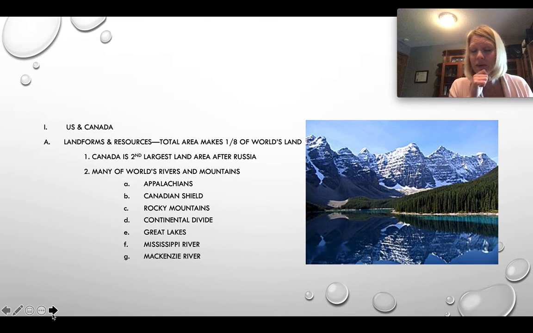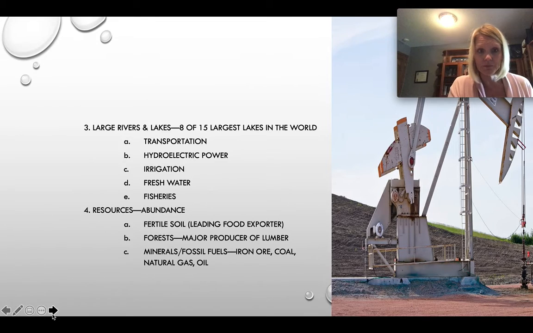But keep in mind, Canada is the second largest country in the world, and the Mackenzie River is up in the northern part of Canada, so it's going to look really small in comparison to this gigantic country. But the Mackenzie River is over 1,000 miles long. So we have lots of rivers and lakes.